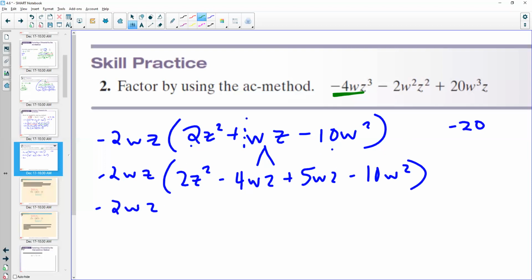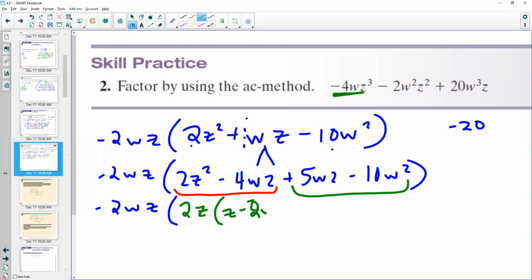Life is about making it as easy as possible for yourself, right? So let's make our groups. Here's one. Here's the other. Okay. So what can come out of the first group? I think 2z, right? 2z. So I'm left with z minus 2w.